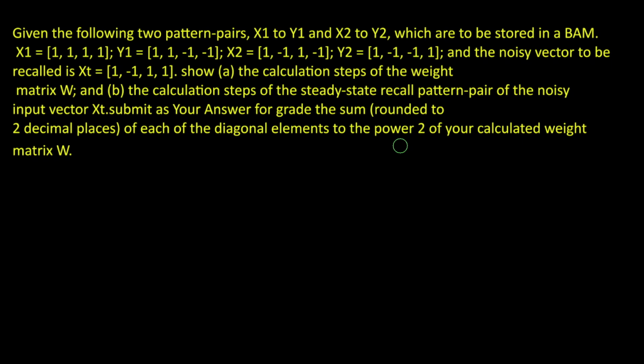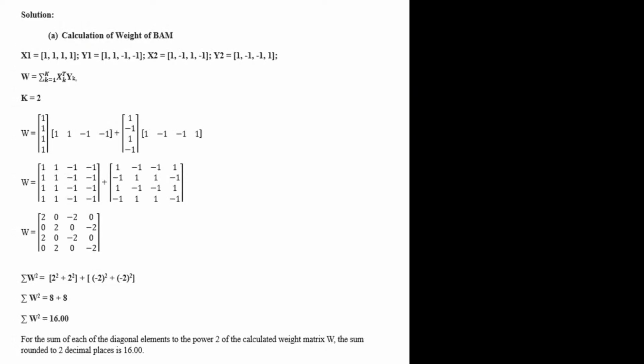So here what we have to do is they are saying x1 and y1, x2, y2, these are to be stored in BAM, bidirectional associative memory, these two pairs here. So we have to find out the weight matrix of them. In order to find the weight matrix, this is the equation we have to use. Weight matrix can be calculated using W, that is equal to summation of k is equal to 1 to K, x of k transpose yk. Now this K value on top is nothing but, we have to see how many pairs we have. We have x1 y1, x2 y2, we have two pairs, so the K value is 2.